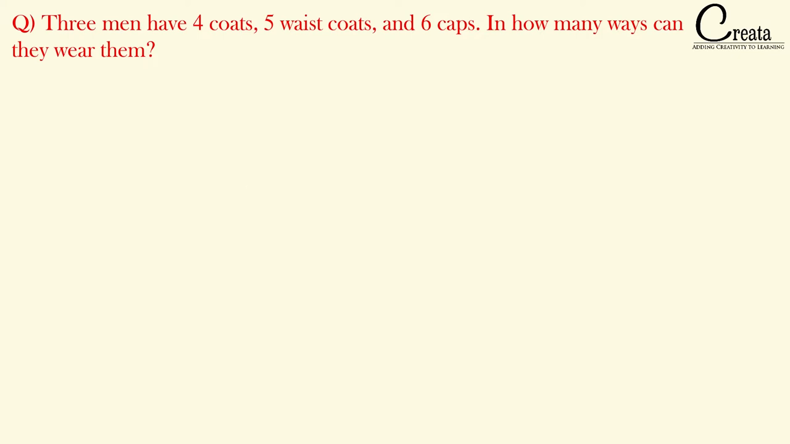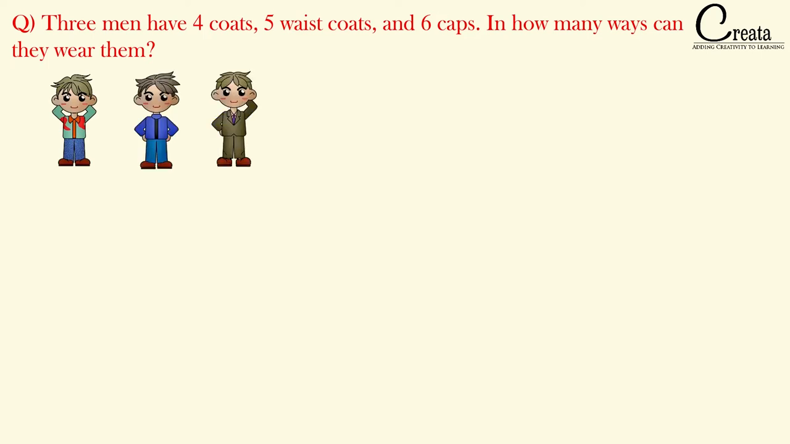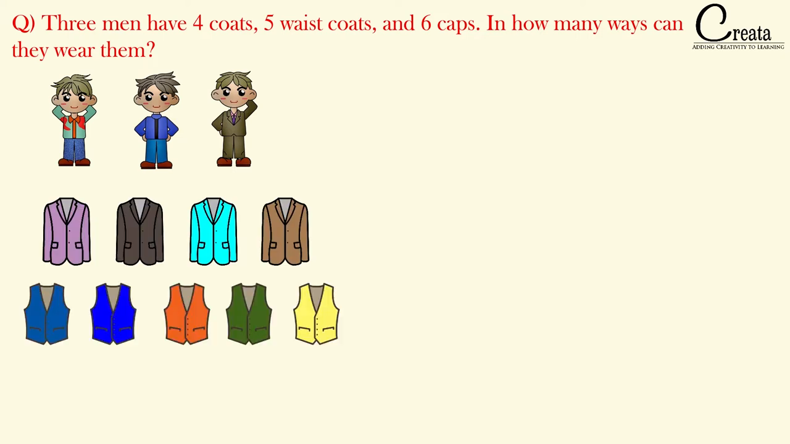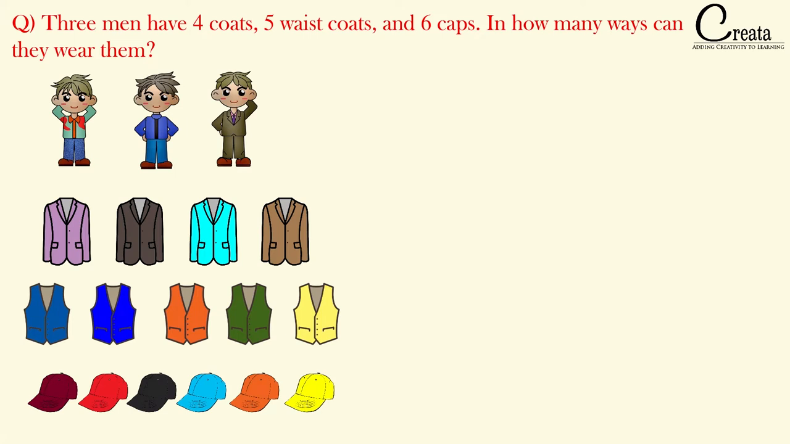Let's approach this question. In this question, 3 men are given. Okay, these are the 3 men. And these 3 men have 4 coats, 5 waistcoats and 6 caps. We have to find the different ways in which they can wear them. So how will we approach this question? Here we will use the fundamental principle of counting.